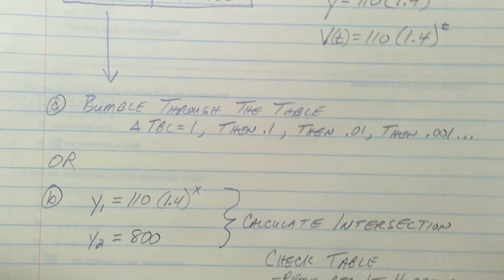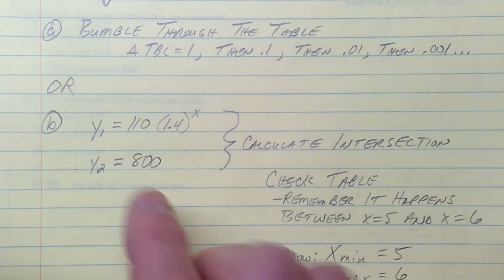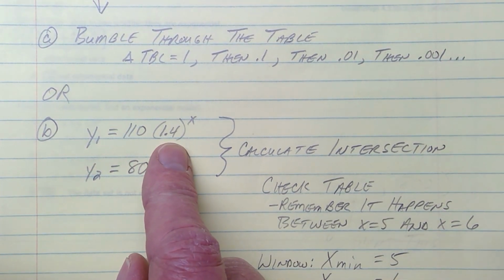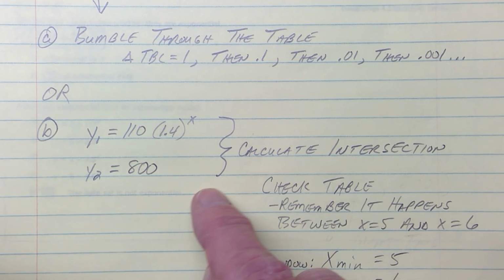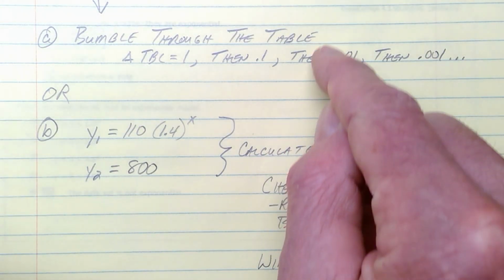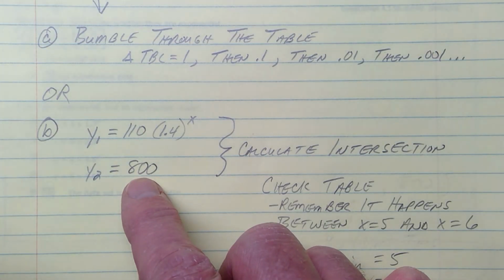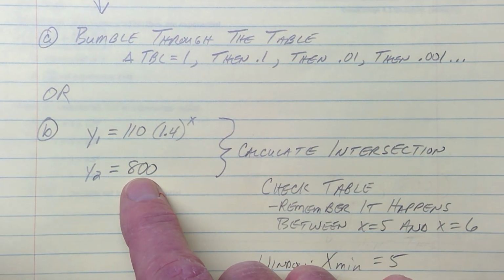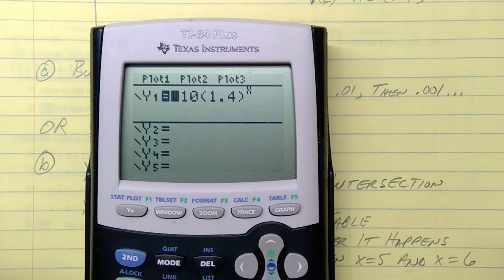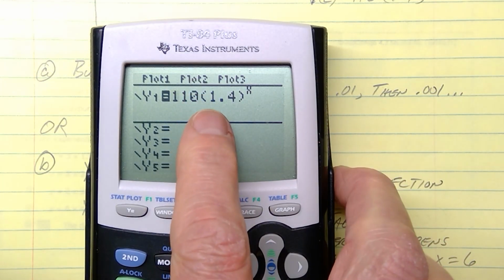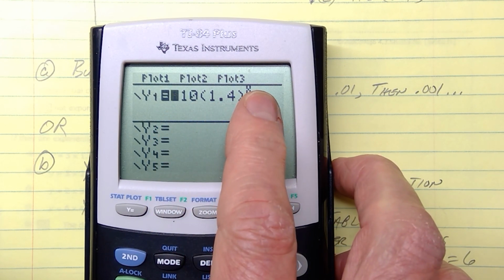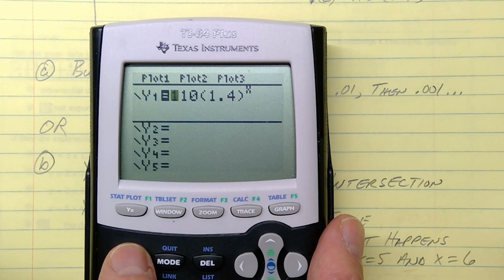And the quicker way is called crossing graphs, all right? If I put my original exponential equation in, it's going to show a curve going up. I want to know when that curve going up is 800 steps up in the air. I want to know when it is $800. So I'm going to put my curve in there. Starts at 110. It's multiplied by 1.4 a bunch of times. Let me just take a look at that.